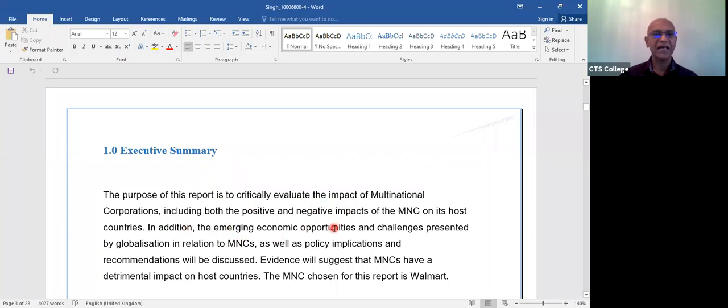before the outline, you should establish the purpose of the discussion, why it is important. It is important because MNCs, their activities are very contentious. It is widely debated whether the impacts of MNCs are good, bad, in between, etc. So that is how you want to begin your report, with two lines stating why this issue is being discussed. So that was very good.